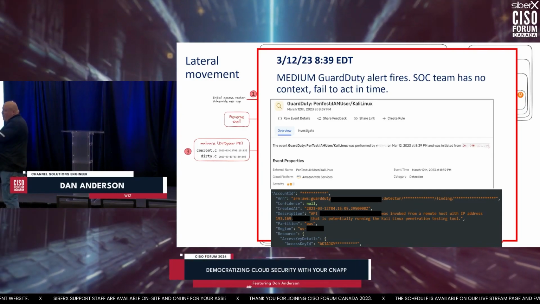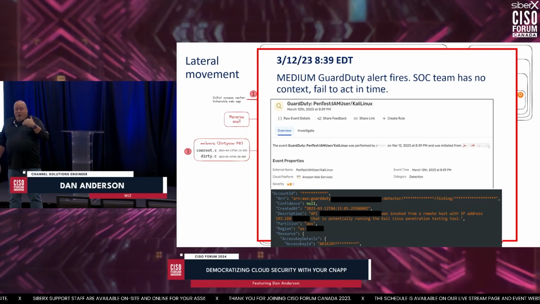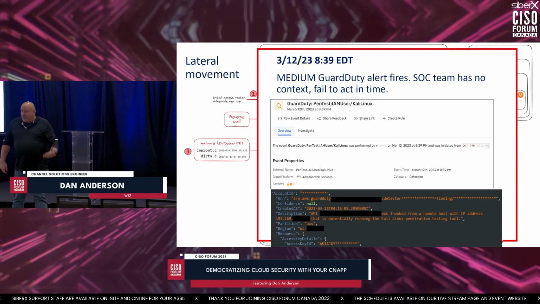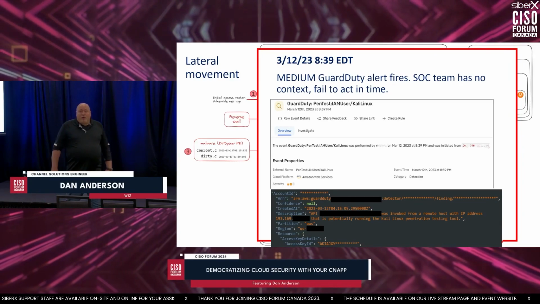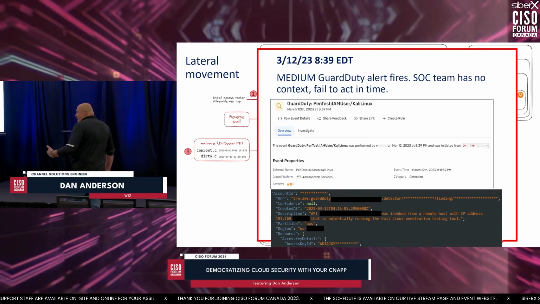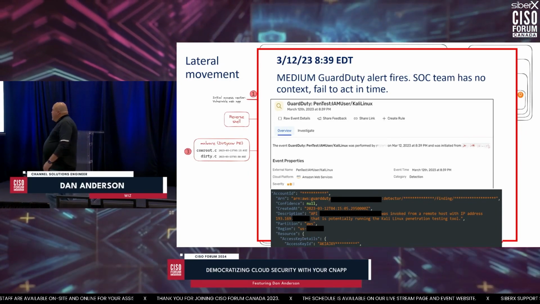This customer actually had anything that is medium to low as next business day. So that has to be at least looked at next business day. Most companies don't even pay attention to medium alerts. It's criticals and highs, and then highs are the ones that get next business day. Criticals are the ones that get immediate attention.